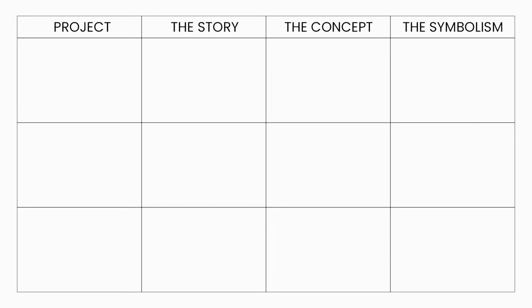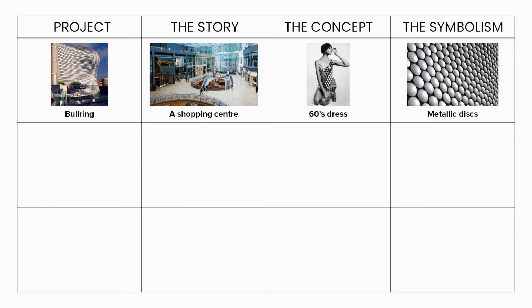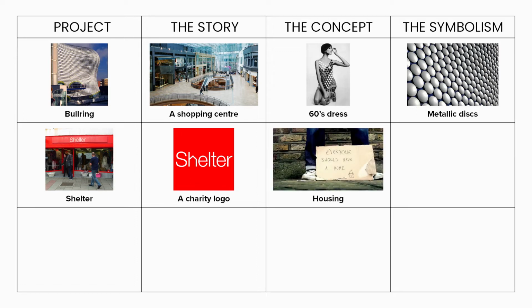So how can we put these all together in a way that we can understand the three elements a little bit easier? So the Bullring, as we've already figured out, has the story of a shopping centre. The concept, of course, is the Paco Rabanne dress, and the symbolism being the metallic discs and the way that the building is formed. The Shelter logo on the surface in the story is just a charity logo, very clever one at that. But the concept, of course, we know is housing, and the symbolism is the house in the logo.